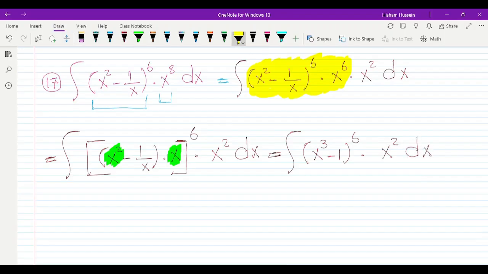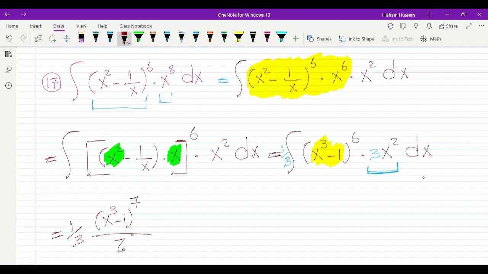Now we have a function which is x power 3 minus 1 with the power 6. We only need the derivative of x power 3. Already the derivative exists, x squared, but we need 3. So just multiply by 3 and divide by 3. So simply raise the power by 1 and divide by the new power, and don't forget this 1 over 3 here. Then this will be (x power 3 minus 1) to the power 7 divided by 7 plus c.